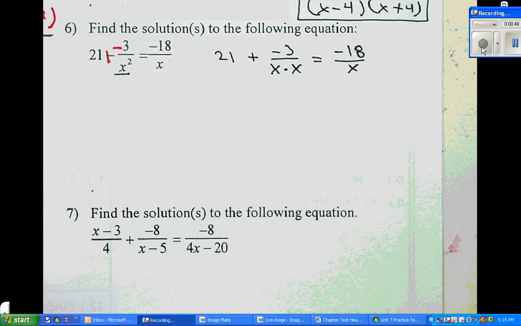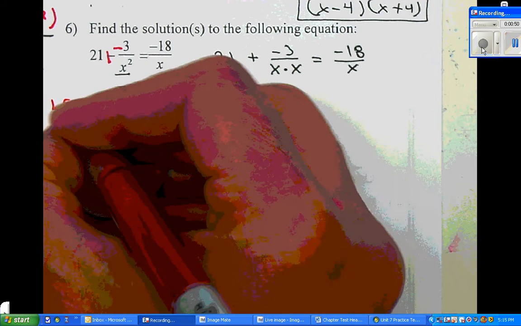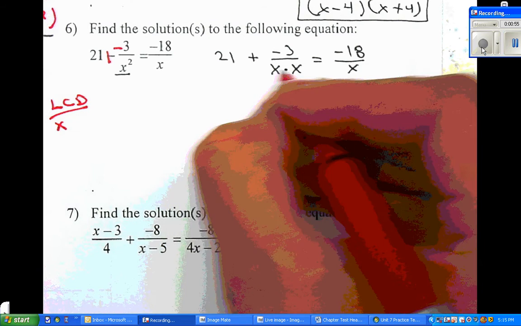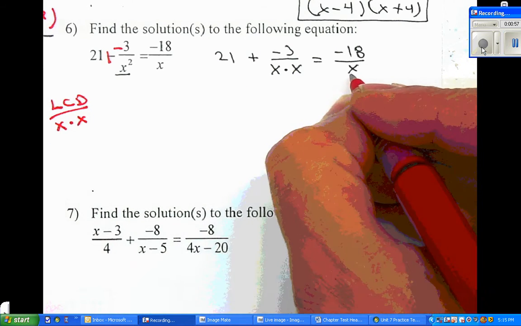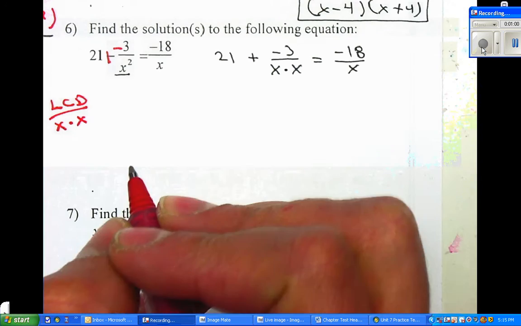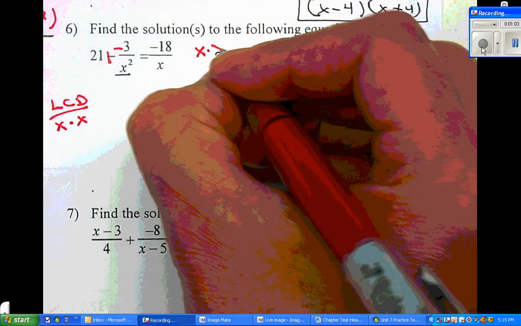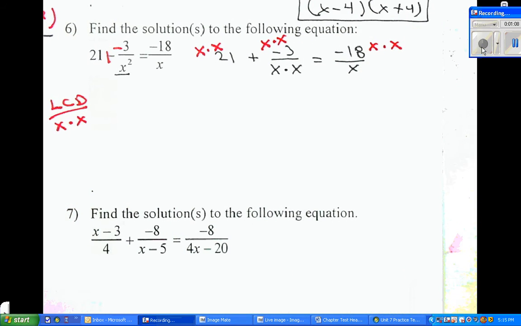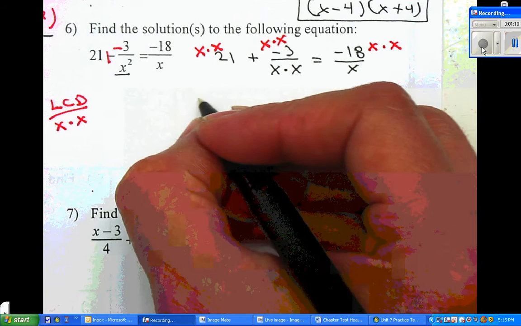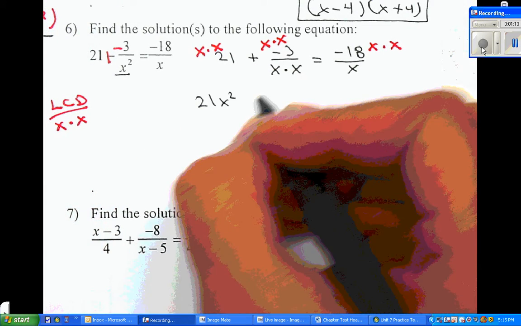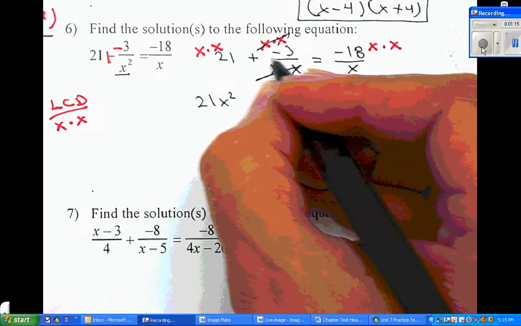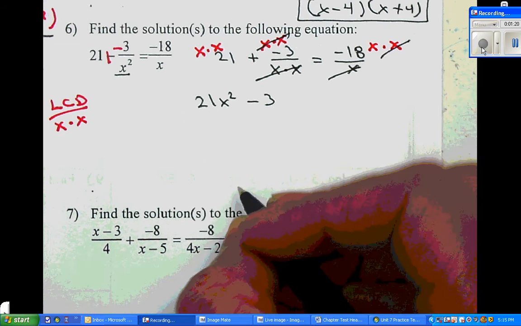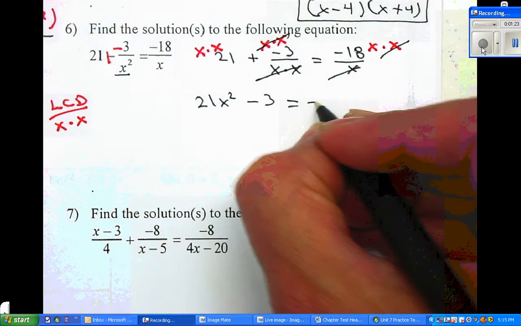Now that I factored the denominator, I want to be able to find the LCD. In this case, I have x and an x. And I no longer need this x because that will be canceled by the first one. I'm going to multiply each of the terms by the LCD, x times x. So we have 21x squared, nothing cancels. In here, both x's cancel, so I just have a negative 3. In here, one of the x's cancel, and I just have negative 18 times x is negative 18x.